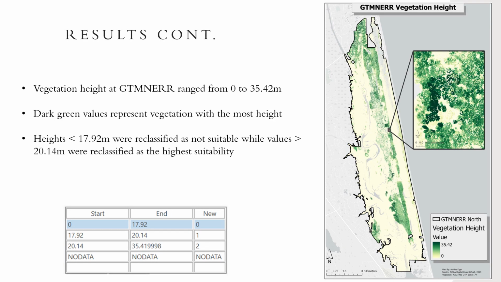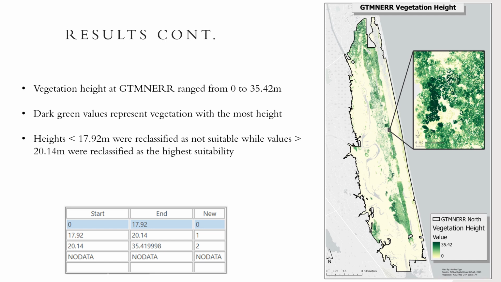Here on the right, we're looking at the vegetation height that was derived from that LiDAR. From there, we had values from 0 to 35.42 meters. I gave a little inset map there so you could really see the detail of the LiDAR and can make out the individual trees that were the highest in this location. And those are going to be those dark green values that are representing those. And as you can see, those are in the upland forested areas throughout the northern reserve.